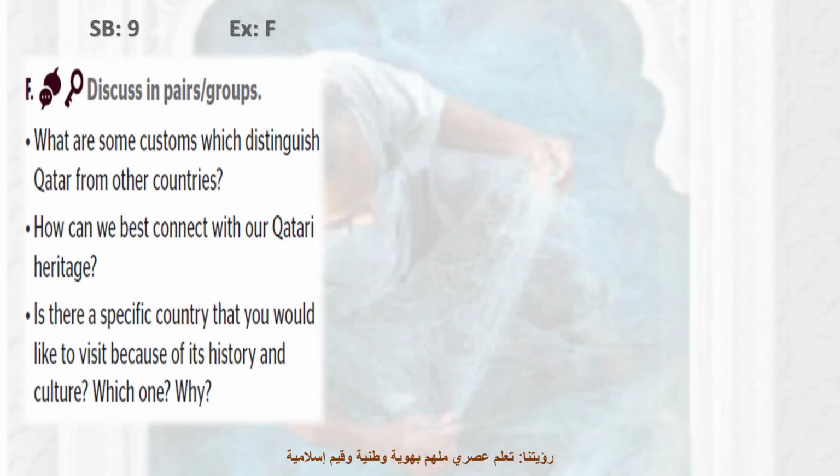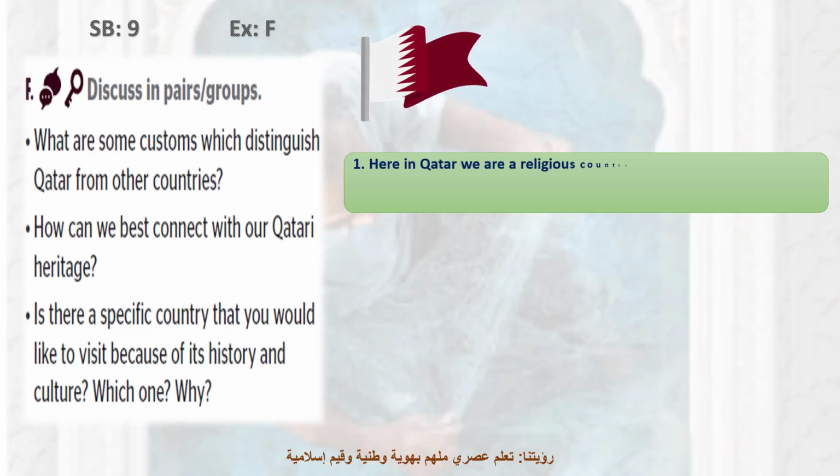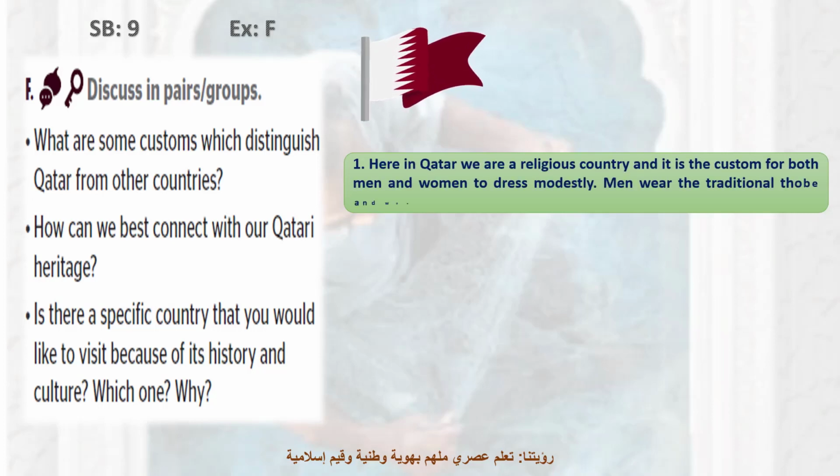Here are some sample answers for these 3 questions. Question number 1, what are some customs which distinguish Qatar from other countries? A sample answer could be as follows. Here in Qatar, we are a religious country, and it's the custom of both men and women to dress modestly. Men wear the traditional thobe, and women wear the abaya.